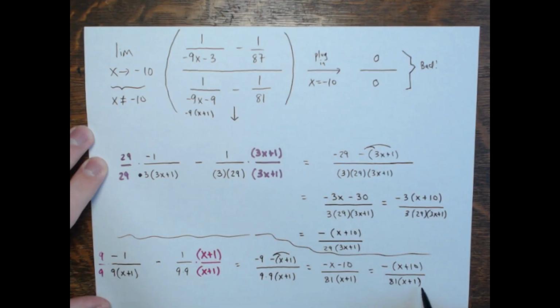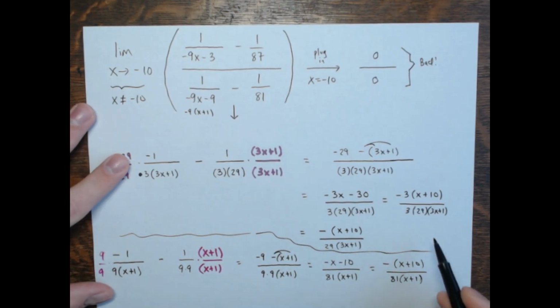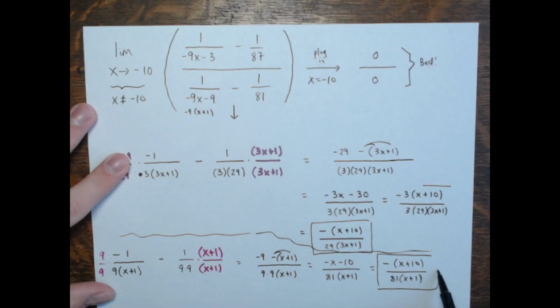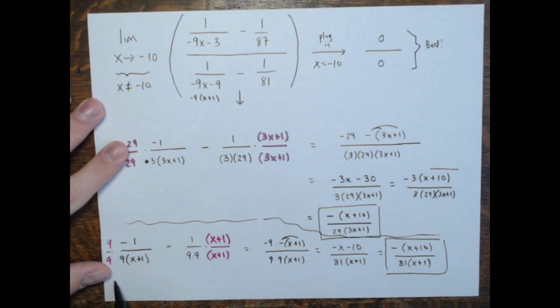Okay. So we've got this expression in the numerator. This expression is in the denominator. So when I divide these, it'll be the top expression, the opposite of the quantity x plus 10, divided by 29 times 3x plus 1.